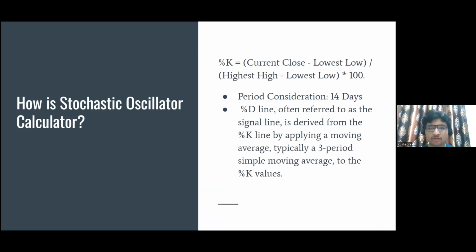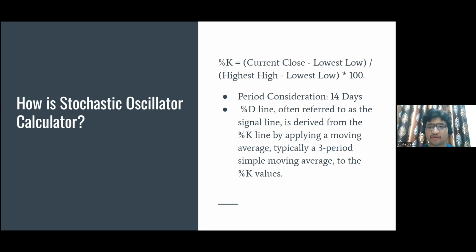Now, coming on to how the stochastic oscillators are calculated. So basically, the percentage K is the first and most valuable part of the stochastic oscillator. It is calculated using this formula: percentage K is equal to current close minus lowest low, divided by highest high minus lowest low. It's just like how we do normalization or standardization in a statistical analysis. That's what we are doing.